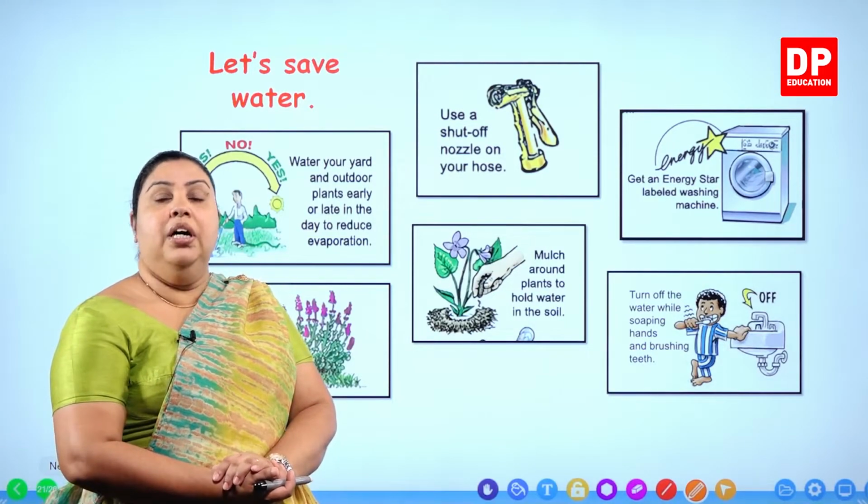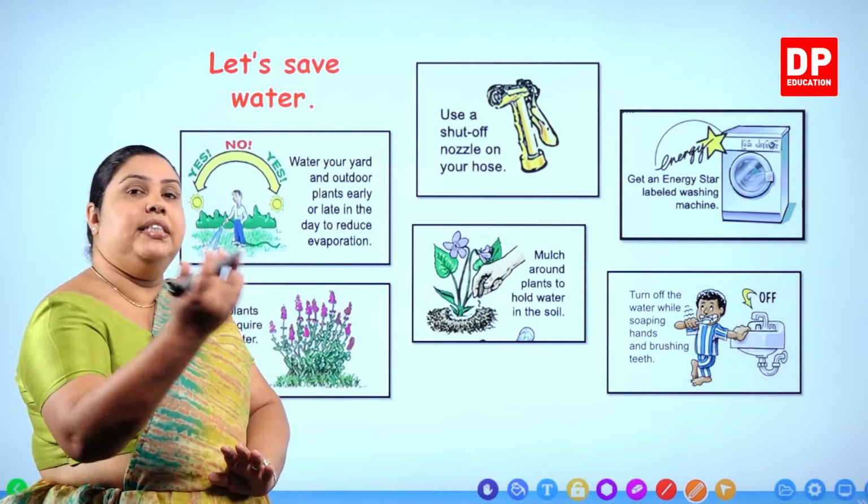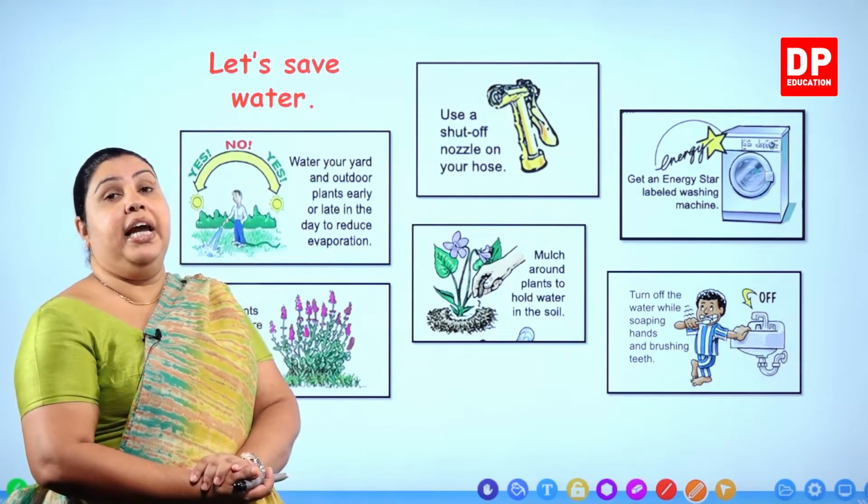We have to save water. So let's see some steps where we can save water.